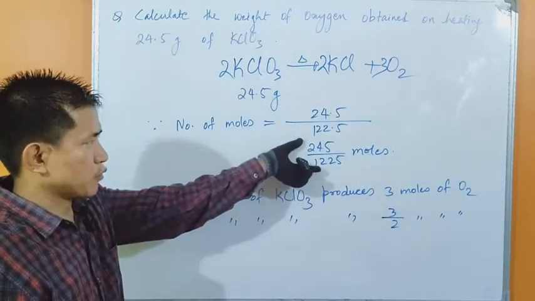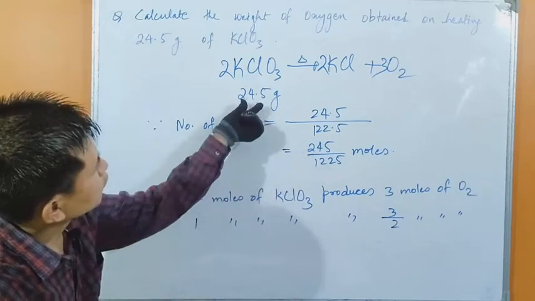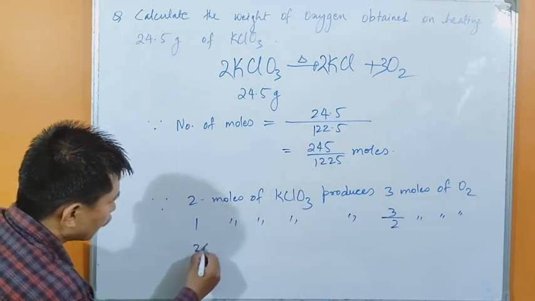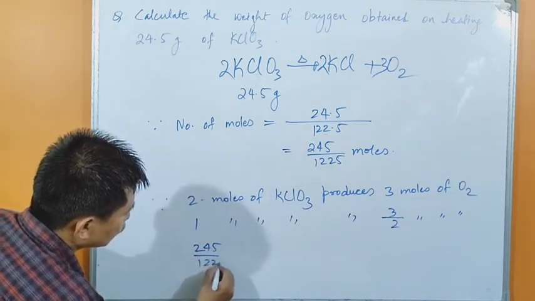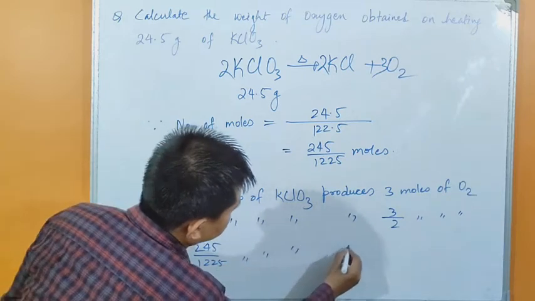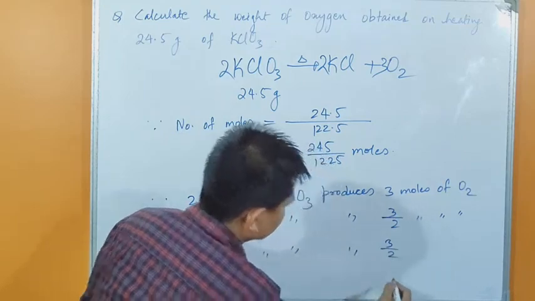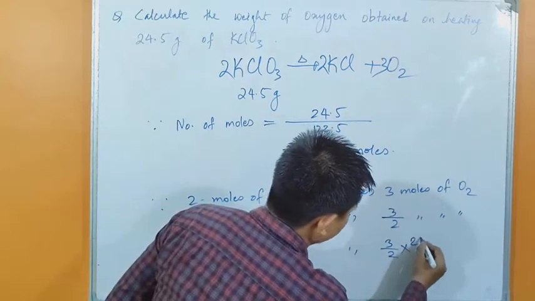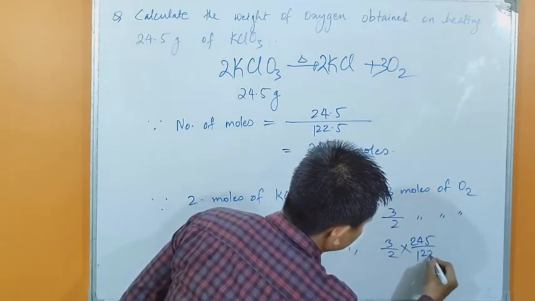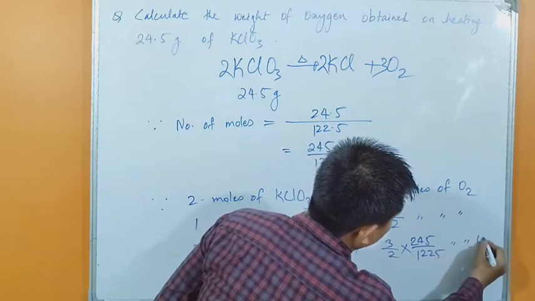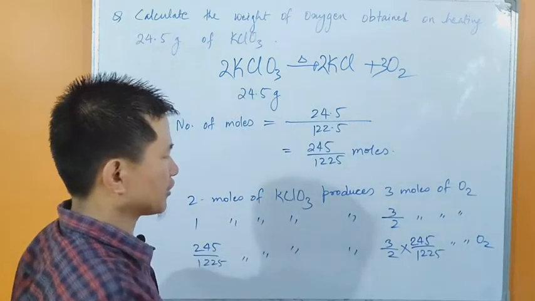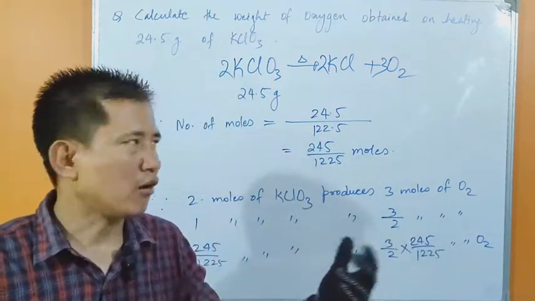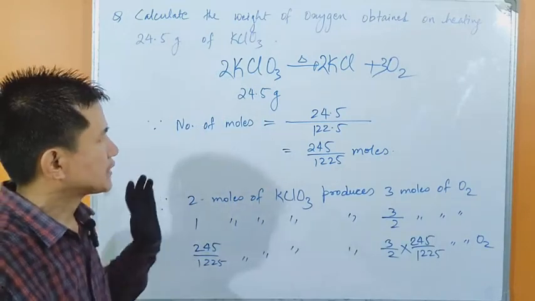But we have this many moles of potassium chlorate. 24.5 gram of potassium chlorate means this much. So 245 upon 1225 moles of potassium chlorate produces, this is just a unitary method, isn't it? 3 upon 2 into 245 divided by 1225 moles of O2, isn't it? We found out the number of moles of oxygen gas. Now, since we know the number of moles of oxygen gas, we can easily find the amount of oxygen gas produced. Please take the screenshot of this.